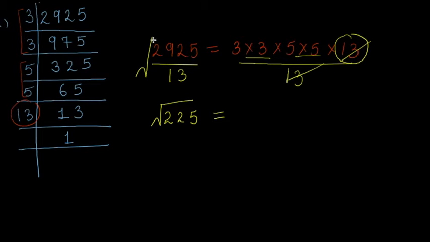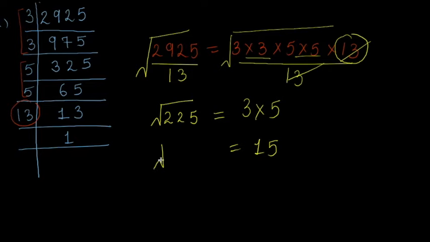So taking square root on both sides, what does it become? 3 into 5, which gives you 15. Hence the square root of the new number, which is 225, will be 15.